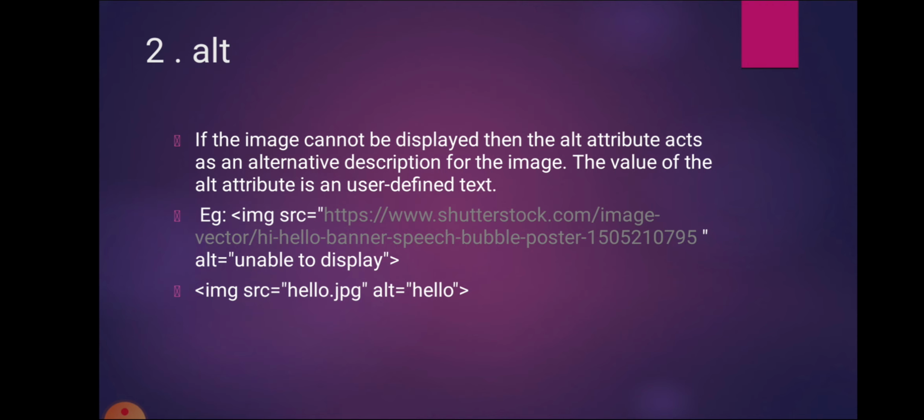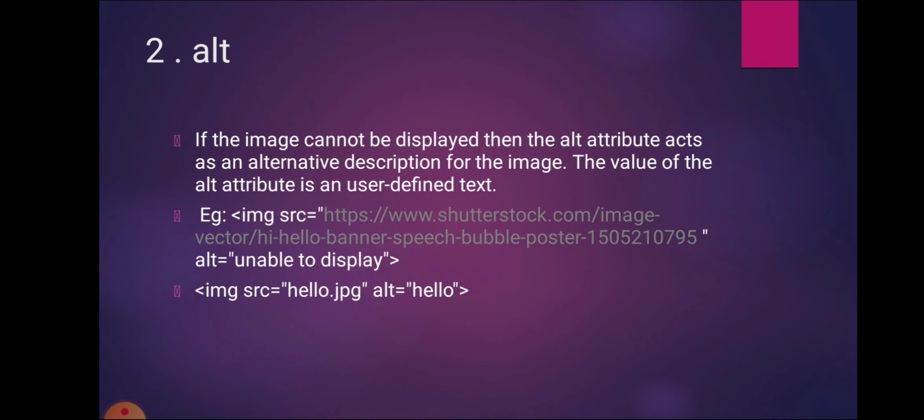Means suppose the web browser is unable to find any image which is given in the source or URL, then an alternative description of the image will be displayed in the place of that image. Hence we use alt is equal to whatever text we require to print on the image if the image is not found.